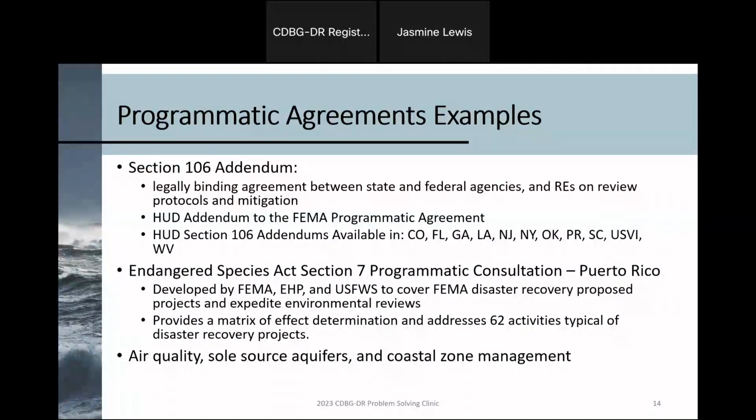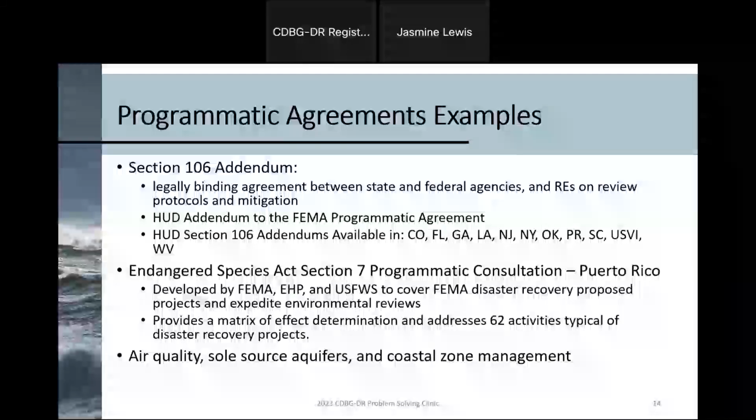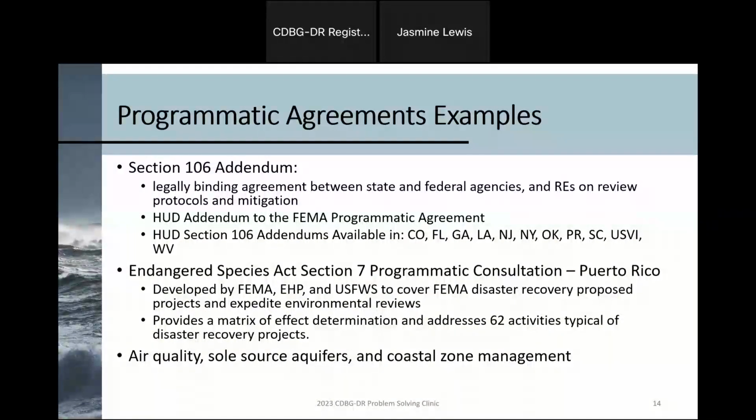Another good example is in Puerto Rico. FEMA and the U.S. Fish and Wildlife Service have worked together to establish a programmatic agreement to address the Endangered Species Act. This has a whole matrix of effect determinations for a whole slew of different common disaster recovery projects that really outlines what you will do in those circumstances if you have an X, Y, or Z project.